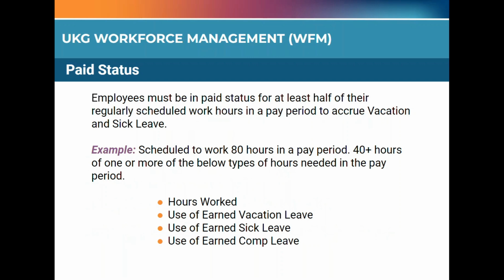Paid status is when you have either worked and/or used earned leave time for at least half of your scheduled worked hours in a pay period. For example, if you are scheduled to work 80 hours in a pay period, you must use at least 40 or more hours of the below actions. These actions can either be a combination of worked hours and earned leave time, or just one of the actions. For our example, you could have worked 20 hours in the pay period while also using at least 20 hours of already accrued vacation time. That would place you in paid status. Therefore, you would earn your accruals for that pay period on the last day of the pay period.